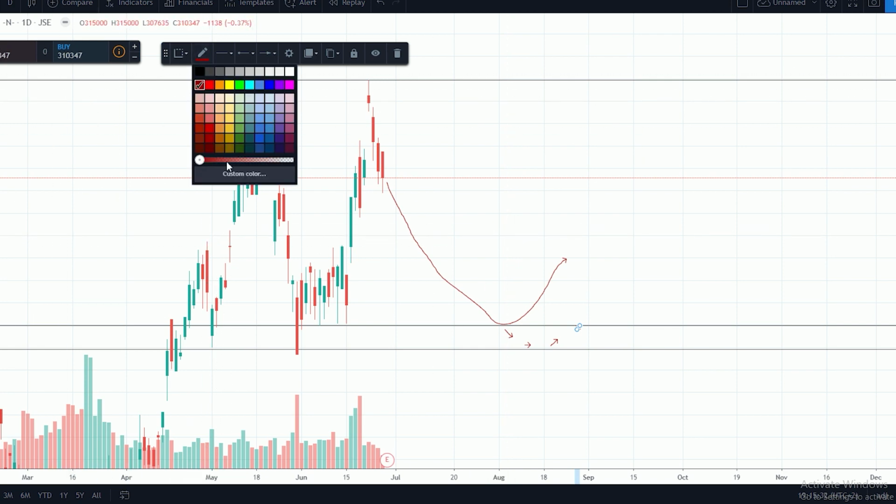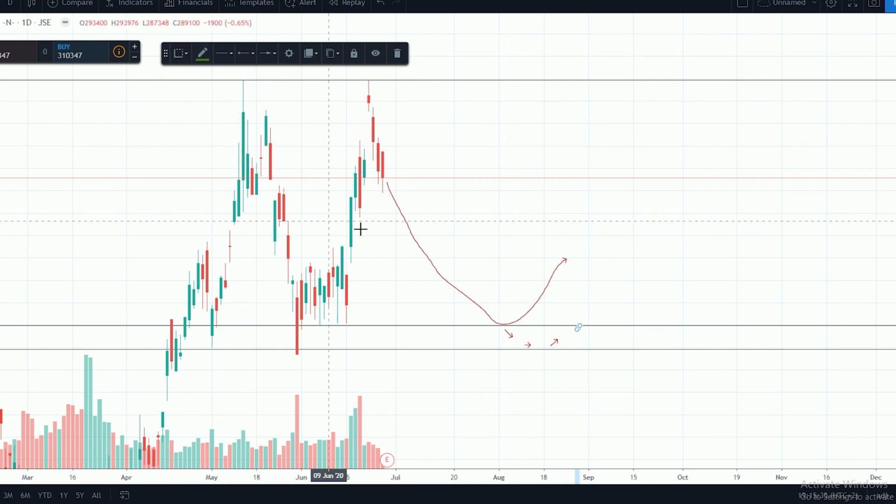So let me just change this to a green. If we open at a positive, same thing. We have a resistance line there. It's safe to assume that we will see something like this.